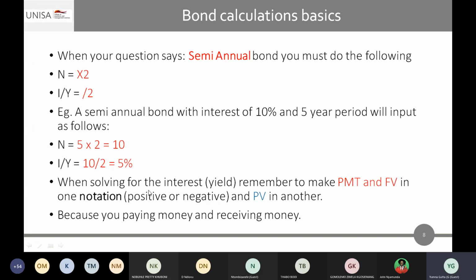When solving for interest, or yield to maturity, remember to make payment and future value one notation and present value another notation. If you put all your values with a positive notation, it will give you an error message. Present value, you're paying for the bond, money is going out, so we put it negative. Payment and future value, you're receiving as an investor, so we keep them positive. My suggestion is always to put present value as negative and leave payment and future value as positive, because you're paying money and receiving money, so they are different inflows and outflows.